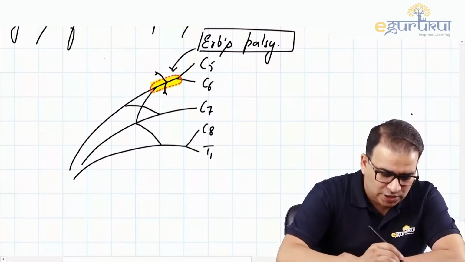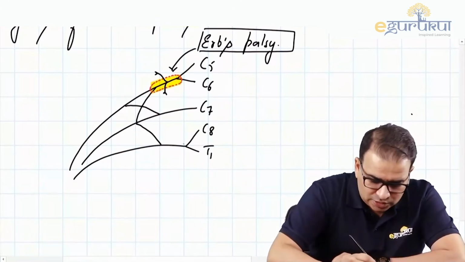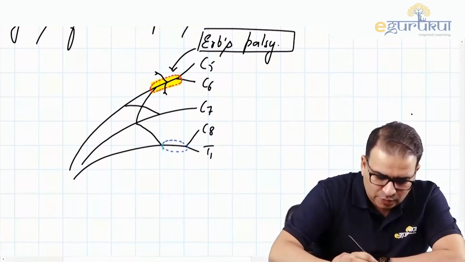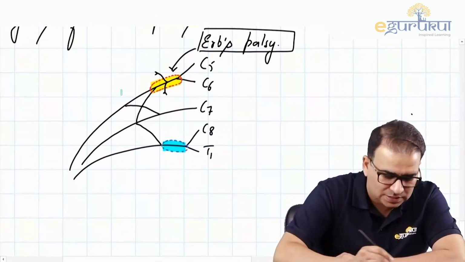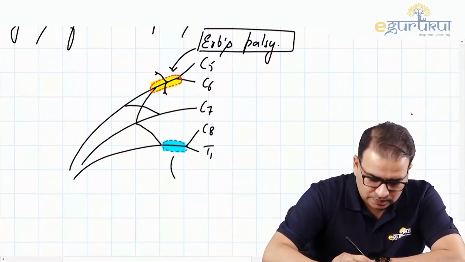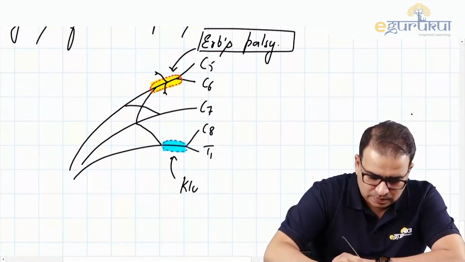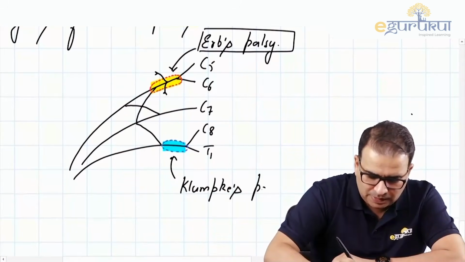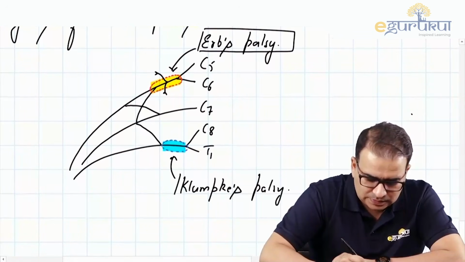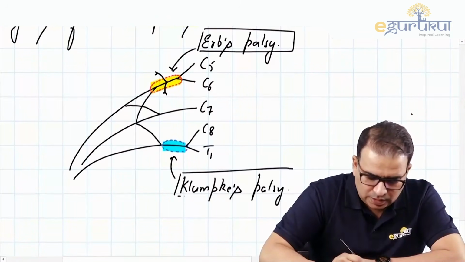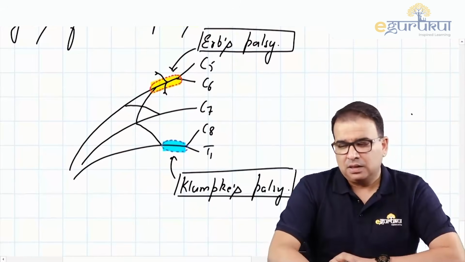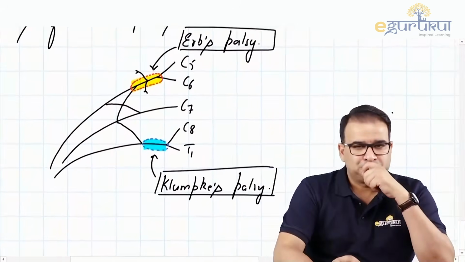And if there is an injury to this lower trunk of the brachial plexus here, and sometimes to the root also, that will be called as a Klumpke's paralysis. That is the Klumpke's palsy or Klumpke's paralysis. Klumpke's, guys. Erb's and Klumpke's.